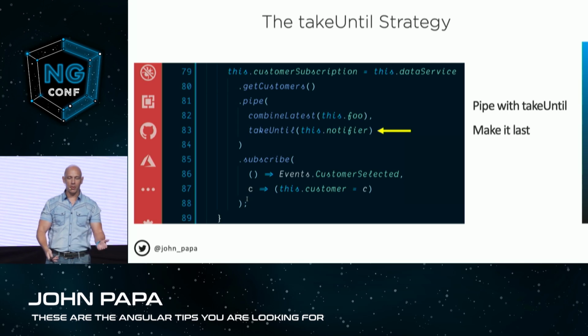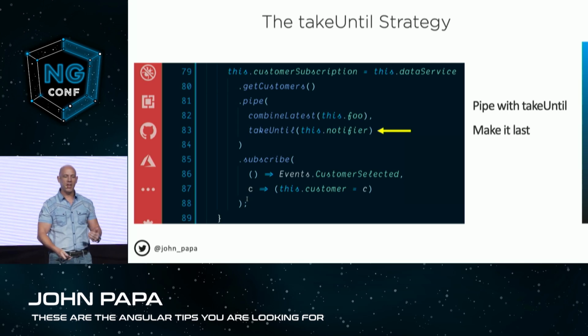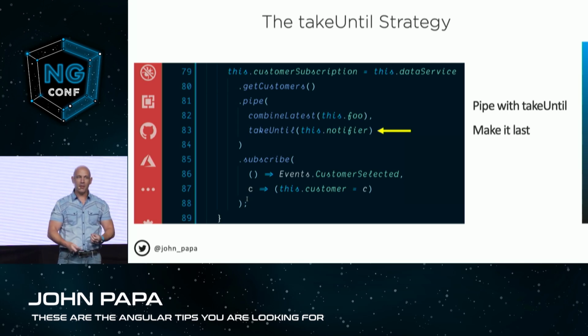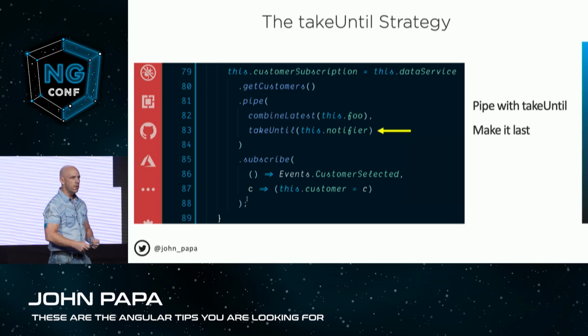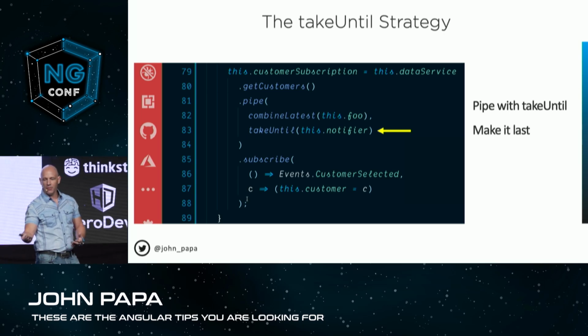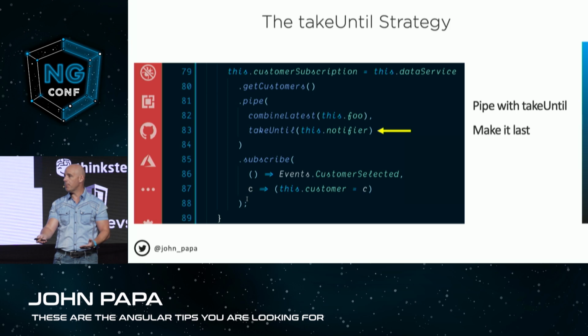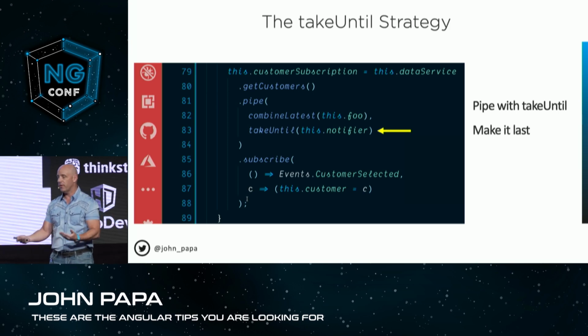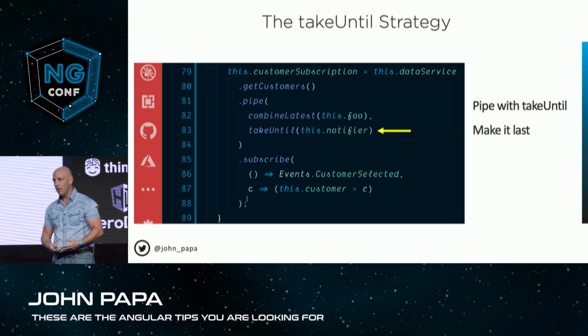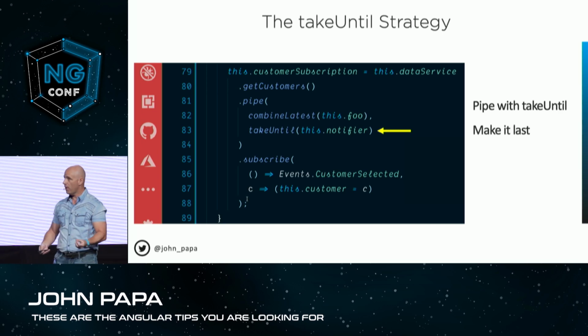And here, what you do is you use a pipe, and you put a TakeUntil into it. Now, this works as well, but there's a couple caveats here. So the first caveat is, if you already have a pipe, it's pretty easy to just tack TakeUntil on as the last one. And you want to make it the last one in your pipe.